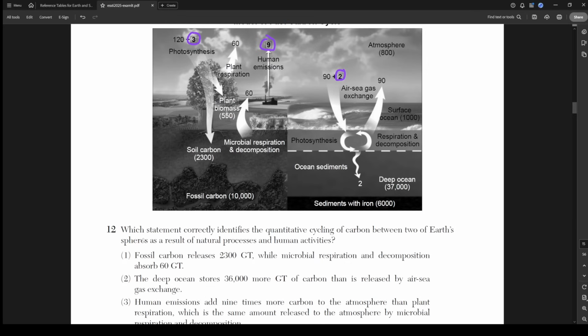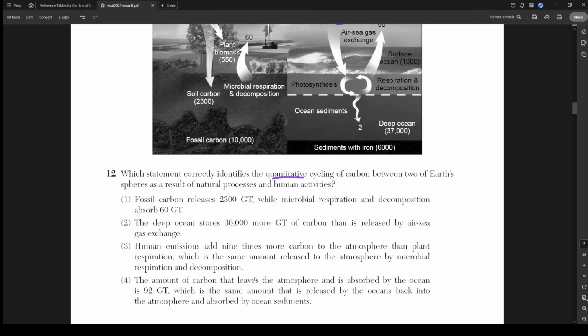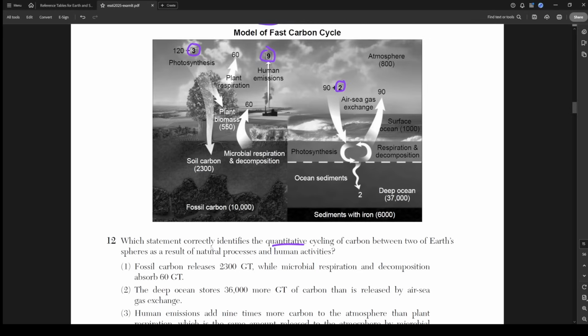Okay, let's just see what it says. Which statement correctly identifies the quantitative, which means numerical, cycling of carbon between 2 of Earth's spheres as a result of natural processes and human activities? Oh boy. Okay. Fossil carbon releases 2300 GT. So let's just see if that's true. So here's fossil carbon. While microbial respiration and decomposition absorbs 60. No, because fossil carbon's 10,000, so this is just not right.